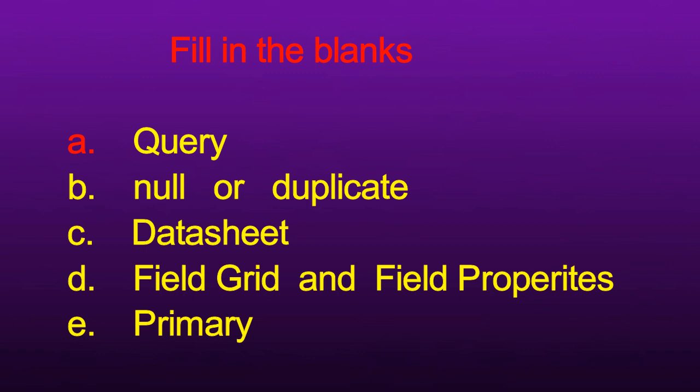Okay. Now D number, the design view has the dash and dash panes, that is field grid and field properties panes. The last one, E number, the dash key uniquely identifies each record. This answer is primary key. Okay. Dear students, you will not write only this answer, you will write the full sentence. Clear? You will write the full sentence, and after that you will underline it.